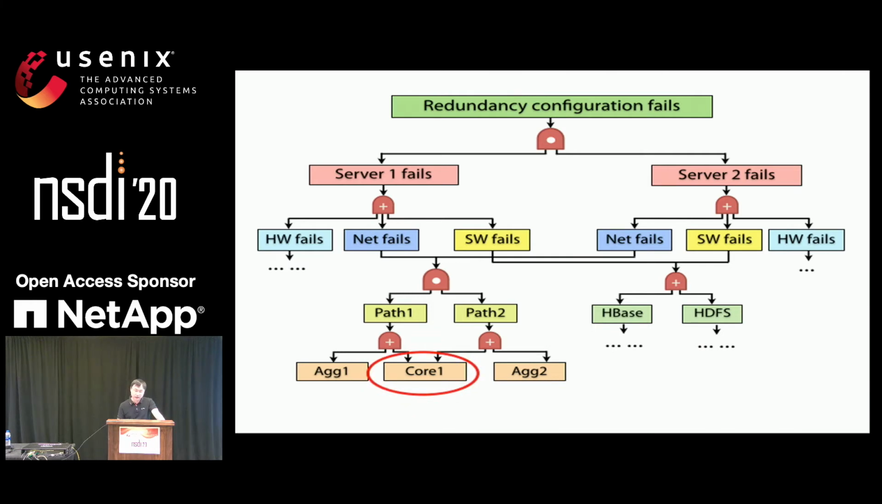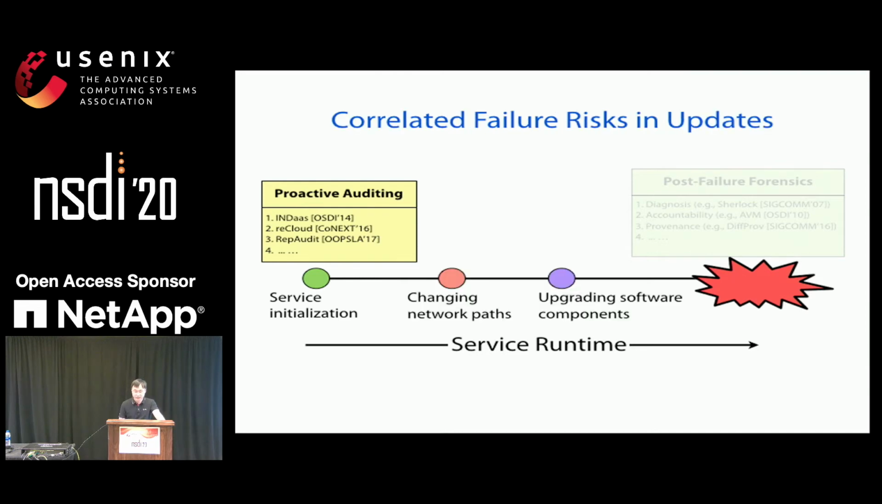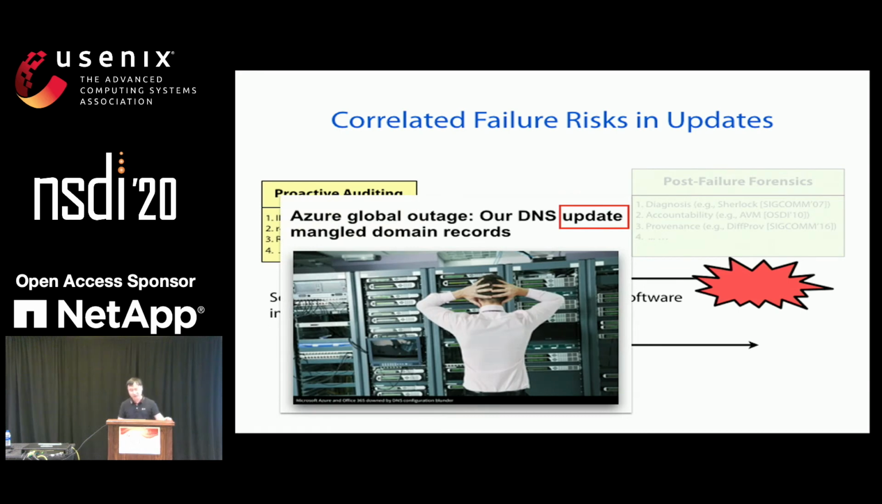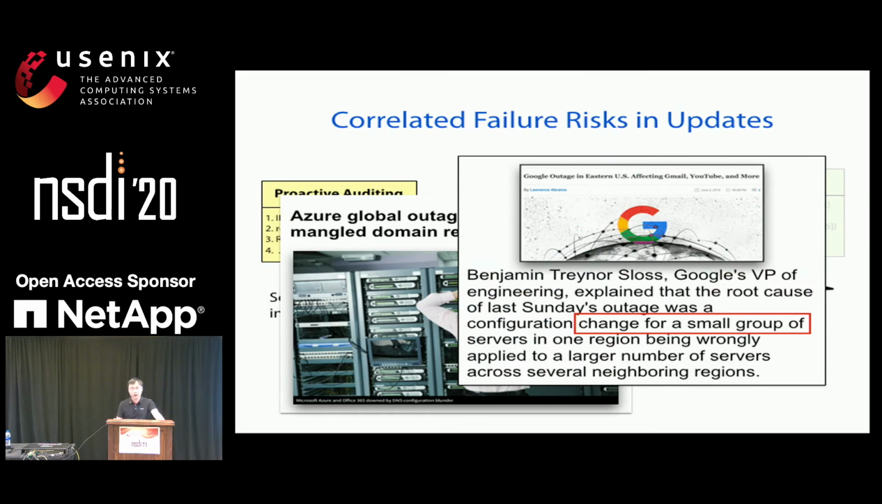With the fault graph in hand, the auditing system can analyze it with heuristic algorithms to find the potential correlated failure risks, for example, the core one in this example. So let's go back to the state-of-the-art discussion. Is the state-of-the-art proactive auditing system enough to prevent correlated failure risks? The answer is no. A lot of current correlated failure problems were actually caused by updates in the service runtime. For example, last year at Microsoft, a DNS update caused a very big problem. For another example, last year Google had a big problem because the operators updated a small part of the servers and caused cloud-scale outages.